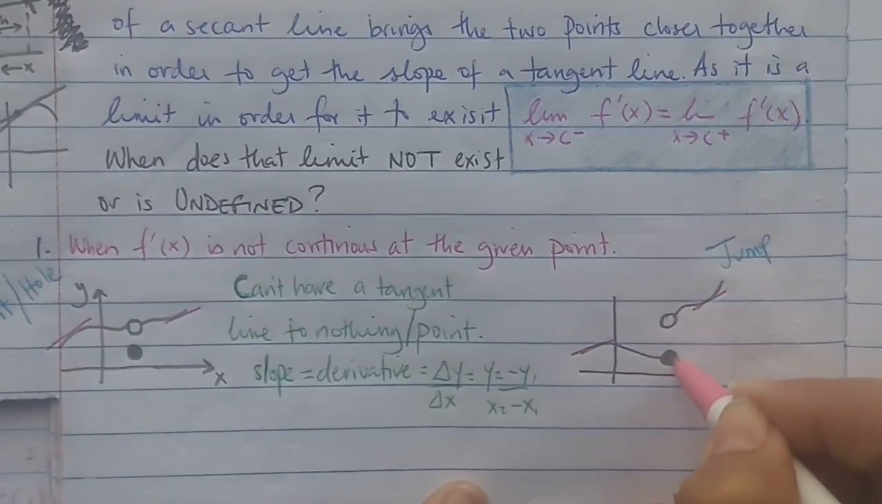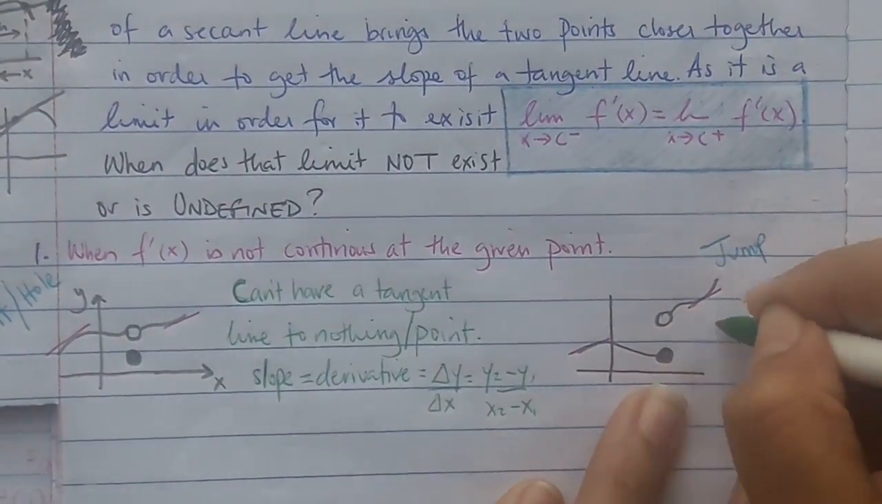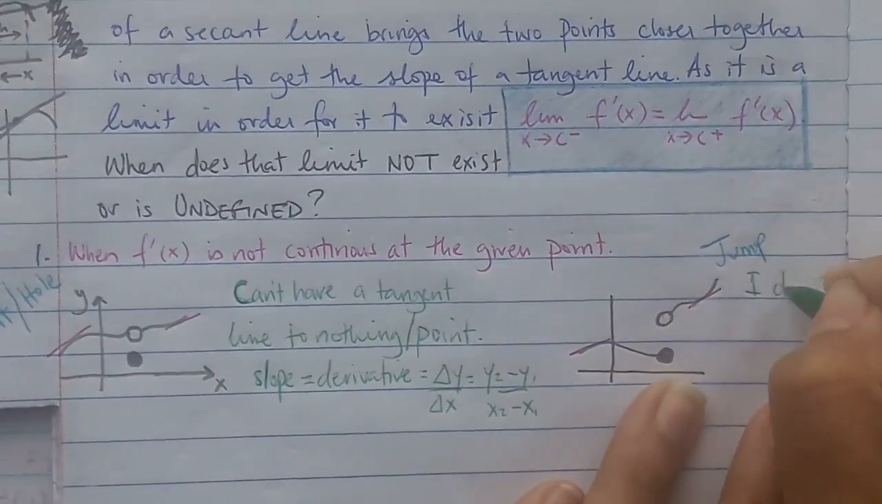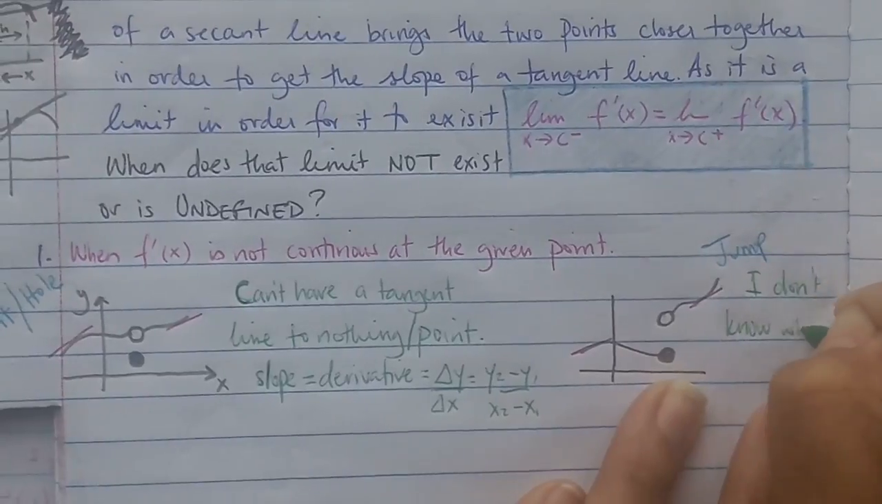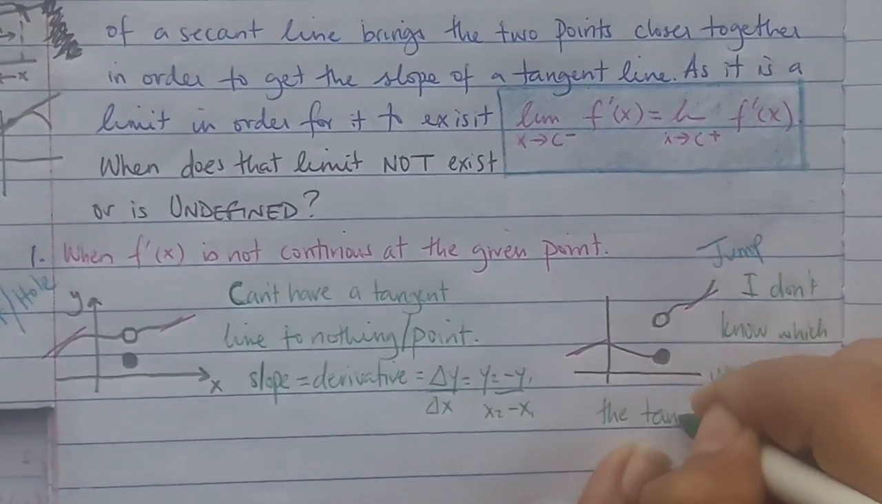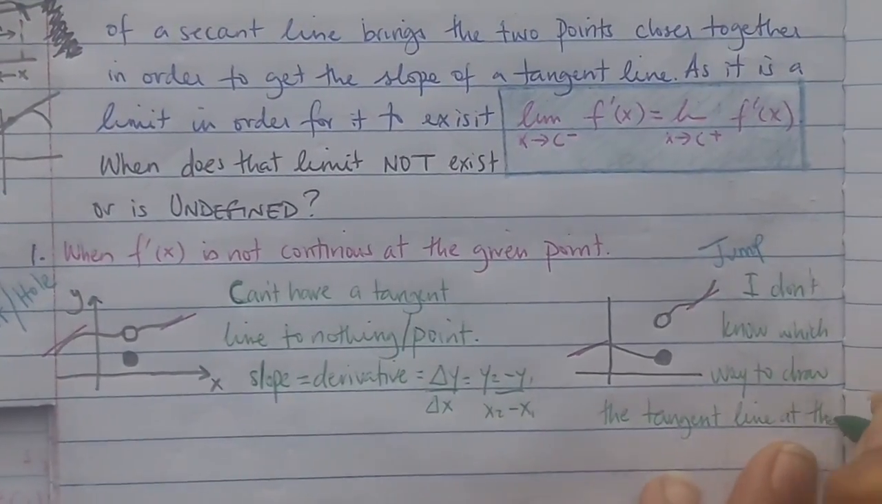So it's really the same reason we just did with the point and hole. I can't draw a tangent line to nothing, and at that 1 point I only have 1 point. Therefore I can't draw it that way. So I don't know which way to draw the tangent line at the end. So the tangent line or the derivative at that point does not exist.